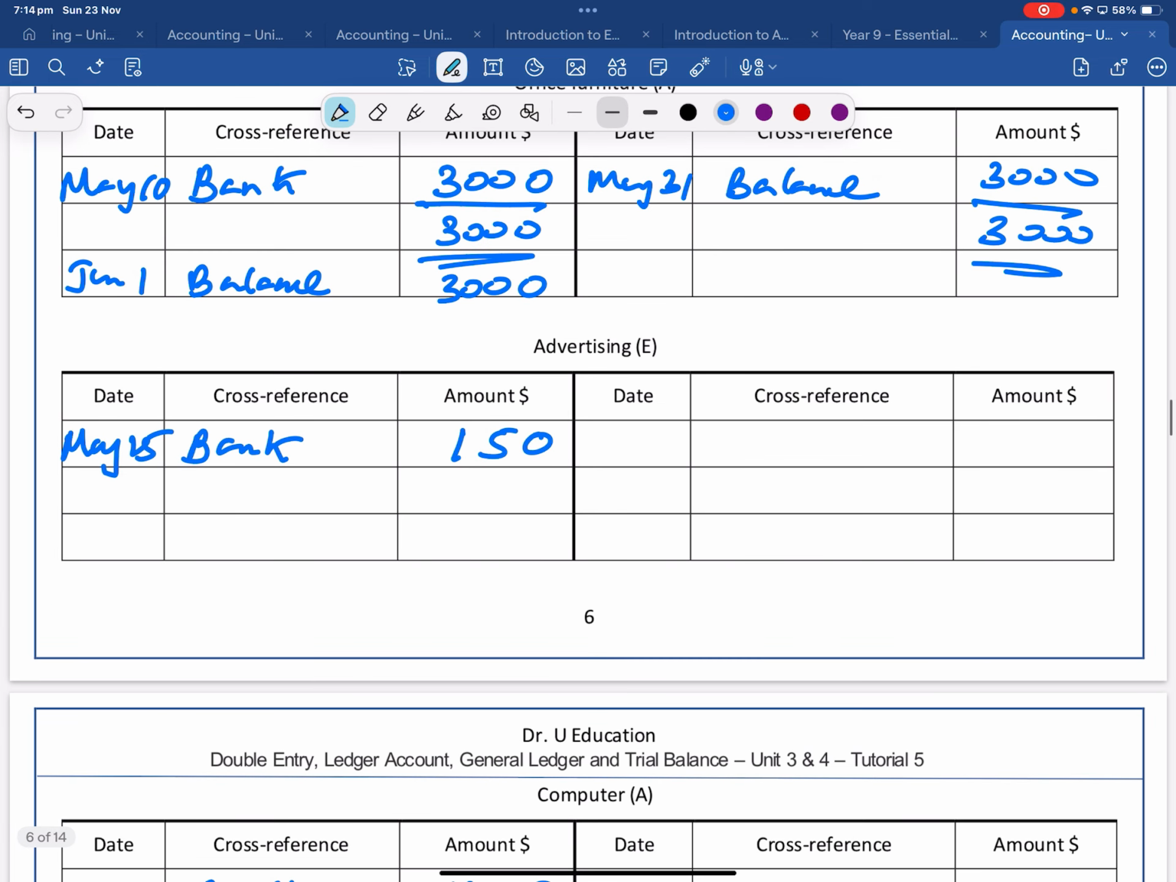Right. The informal method is, guys, now see for example advertising. Advertising, debit side we have 150, credit side we have nothing. So then what you can do is basically the balance will be 150. We circle. That's informal. We call it footing. Footing. Okay? This is called footing. That's the informal method.